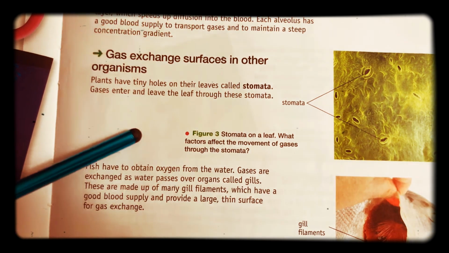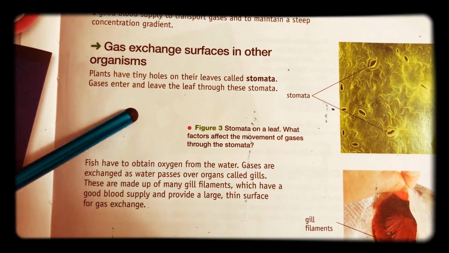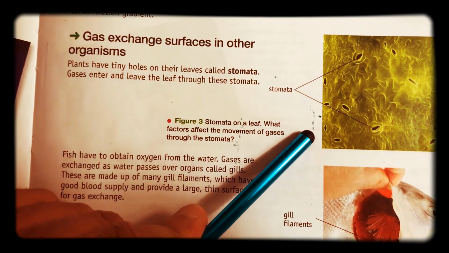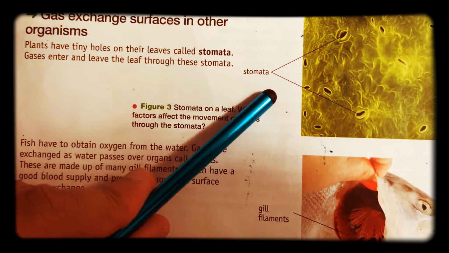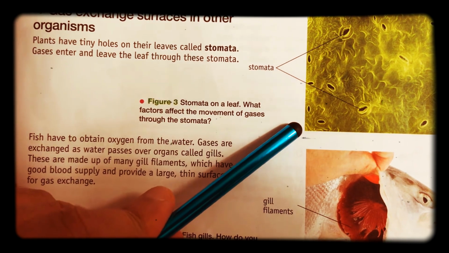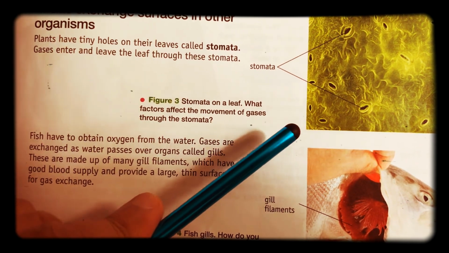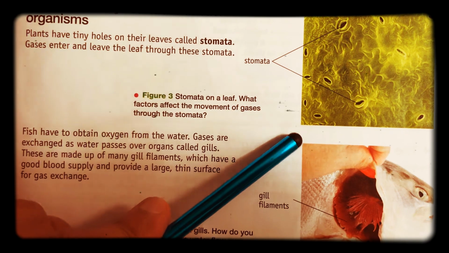Now we do get gas exchange surfaces in other organisms as well. So these are stomata. Plants do have tiny holes on their leaves, called stomata. Gases enter the leaf through the stomata.